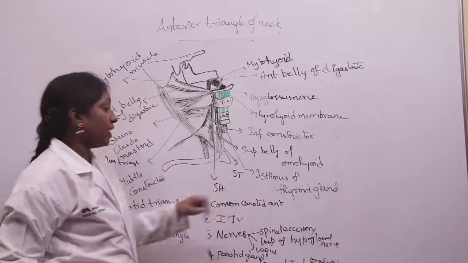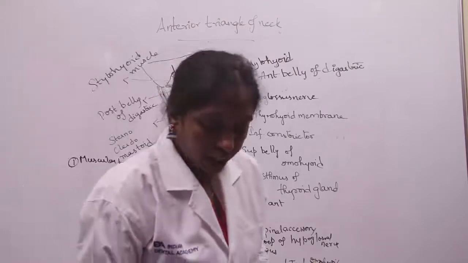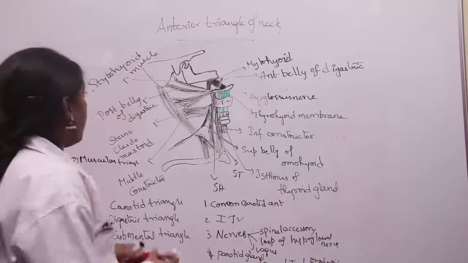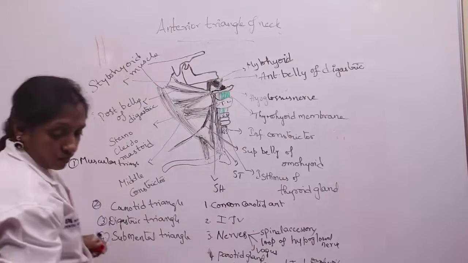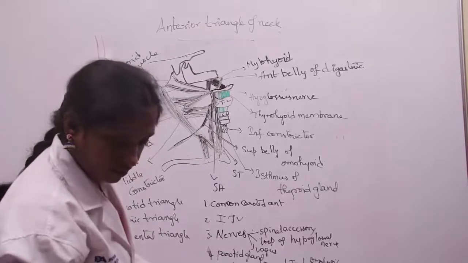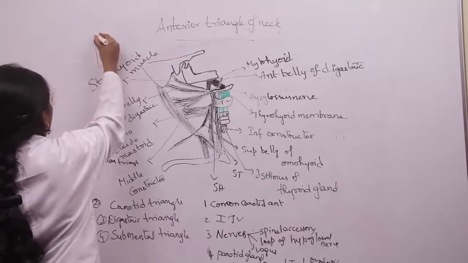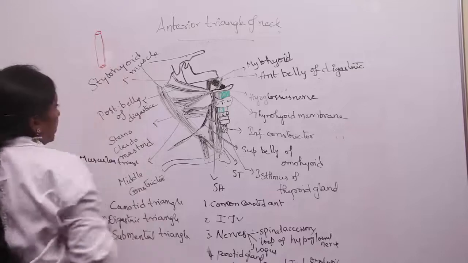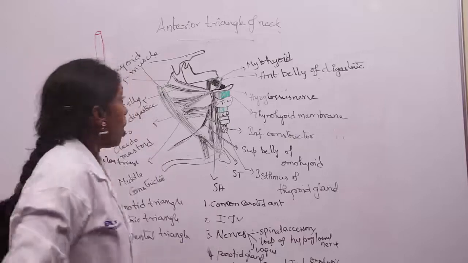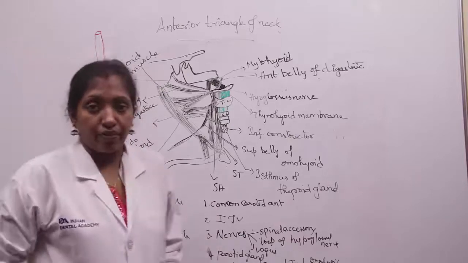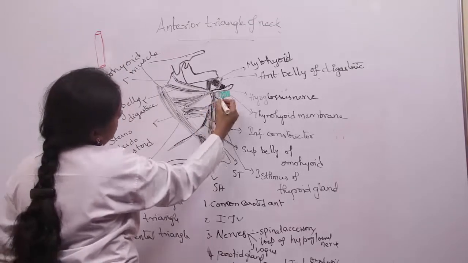So coming to the common carotid artery. We know that the common carotid artery on the left side arises directly from the arch of aorta. On the right side it arises from the brachiocephalic trunk. So the common carotid artery at the upper border of thyroid cartilage. So this is the thyroid cartilage.